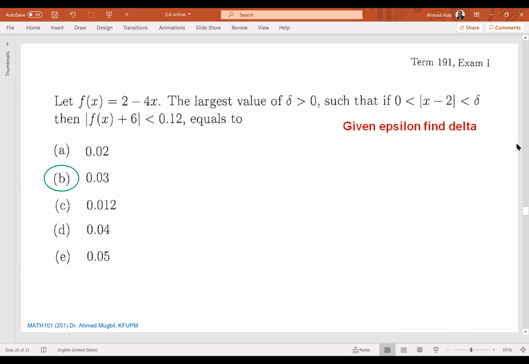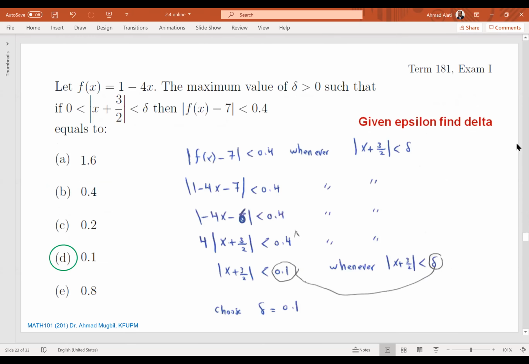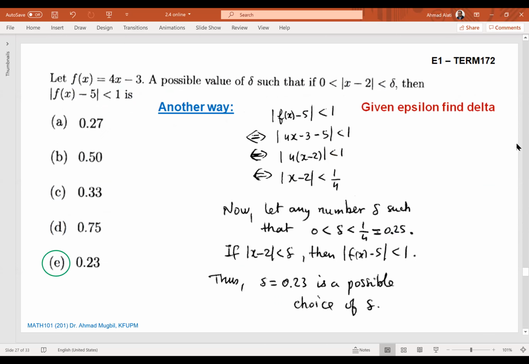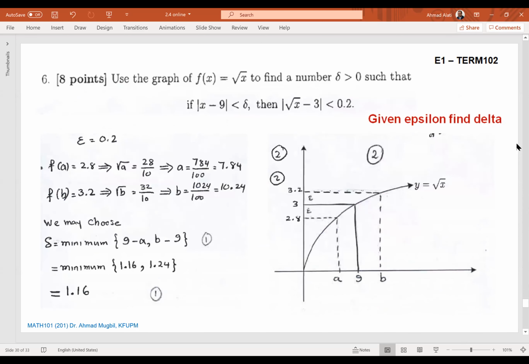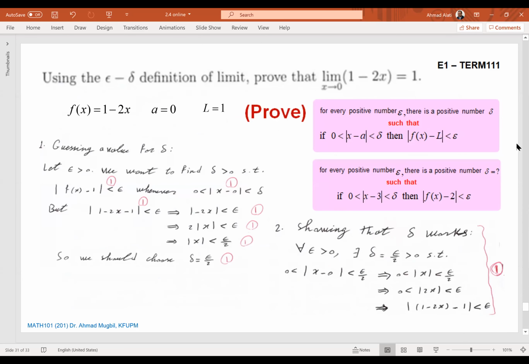You have many old exam questions here with solutions. Many of them are with detailed solutions. So go and practice. And please don't look at the solution. Try to practice without looking at the solution. You just need to identify what you want. Do you want to prove, or do you want to find the delta if you have epsilon?